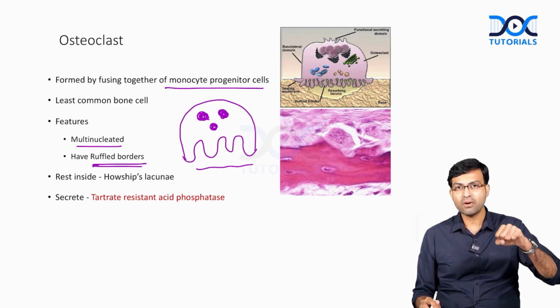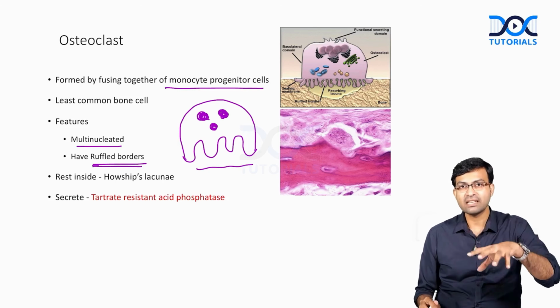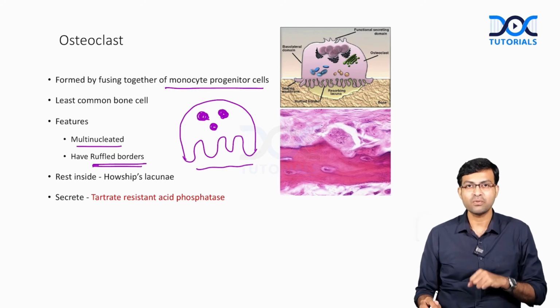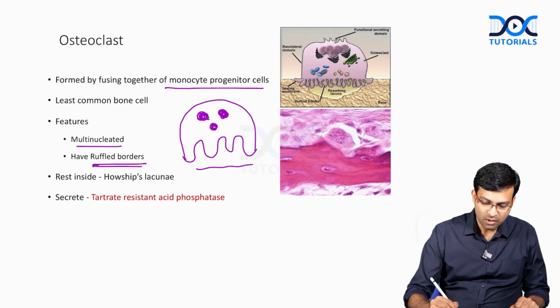With the help of the ruffled borders, it will attach onto the surface of the bone and it will release hydrolyzing enzymes and destroy bone. That is how it works. And when it does that, it will form a hollow or a cavity in the bone like this.